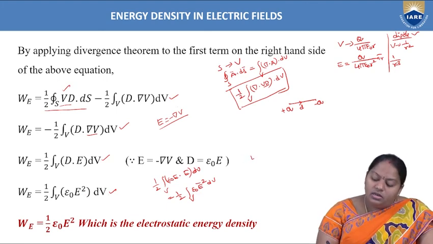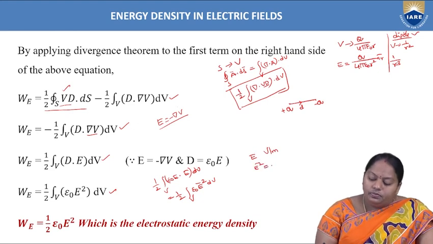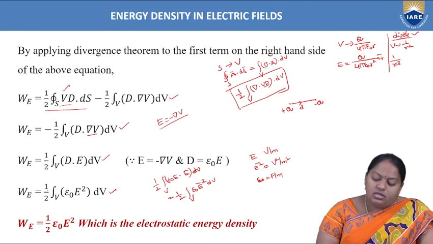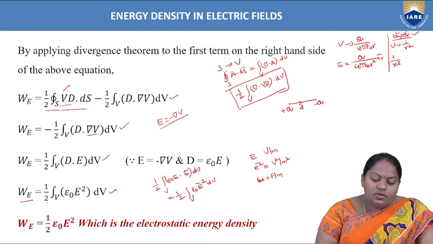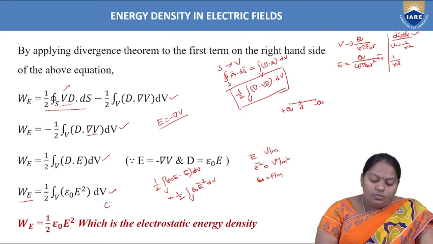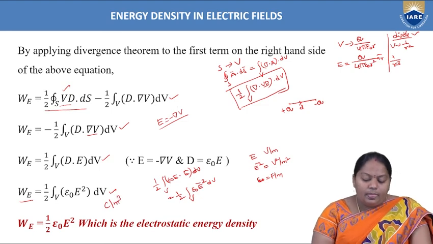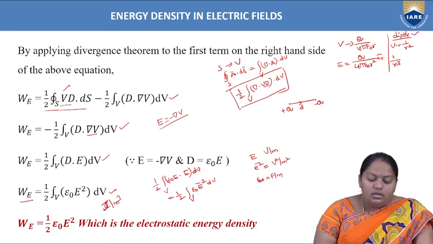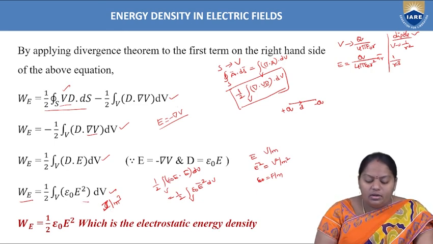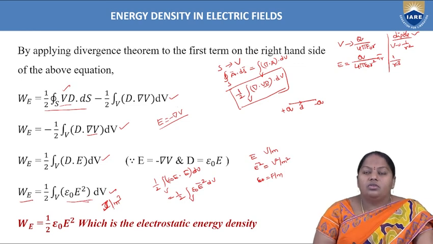So E can be measured in volts per meter. E square means volts square per meter square, and here epsilon naught is measured as farad per meter. Hence the energy is multiplied. WE stands for energy density in electrostatic fields, and it is measured in joule per meter cube. So energy can be measured in joules, and according to this statement, it is measured in joule per meter cube, right?